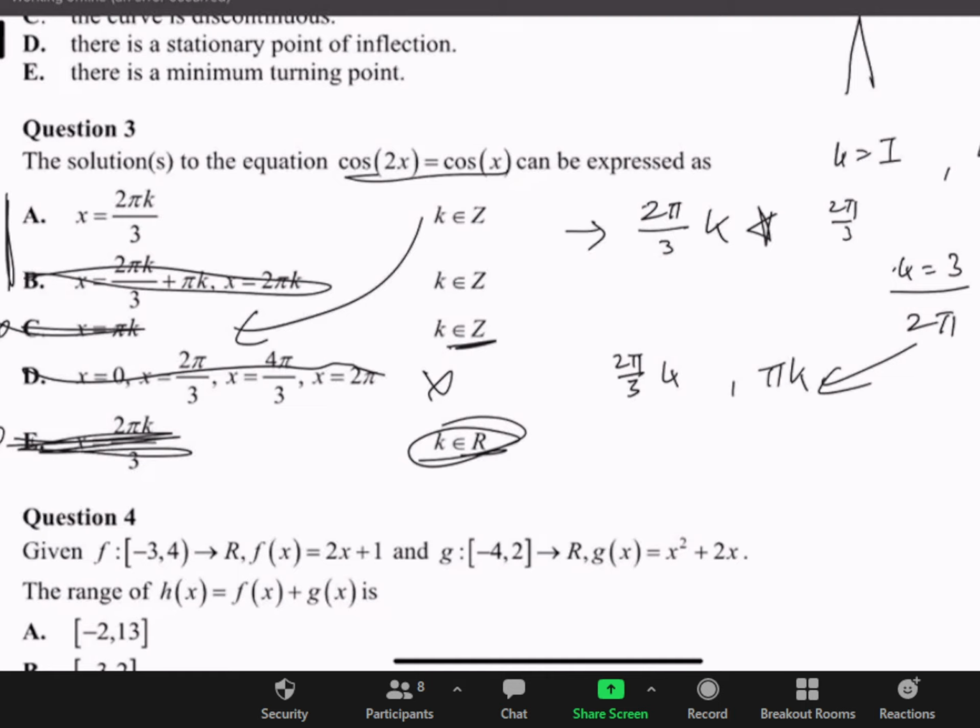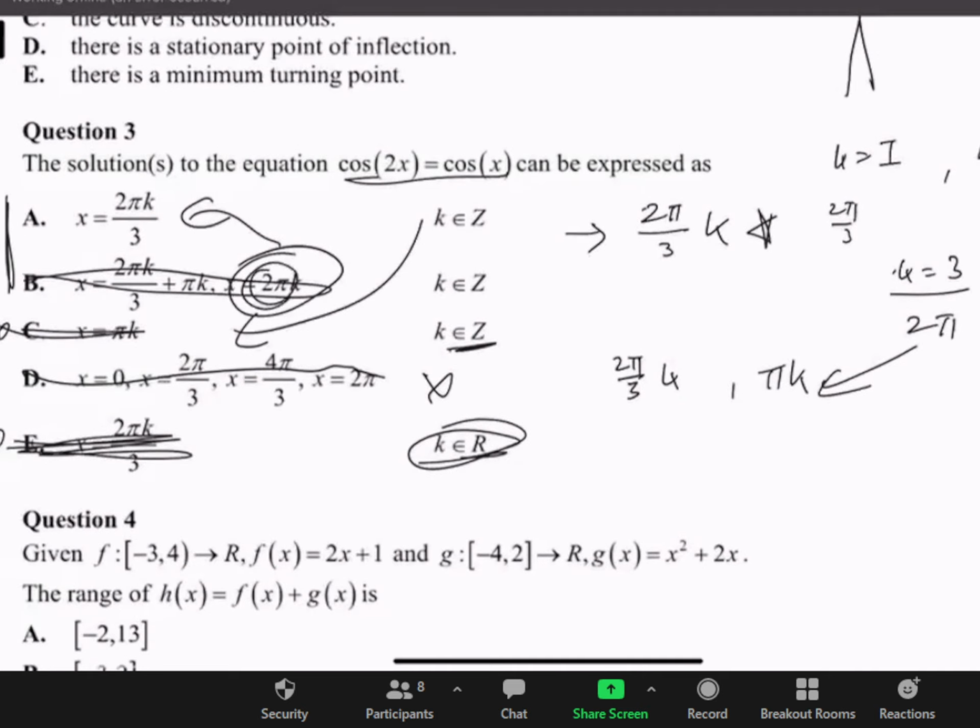So yeah, I hope that makes sense. So basically it's just because k is any integer. So the second part of it, the 2 pi k part, can be written in terms of this. Because when k is certain integers, you actually get the same values as you would with 2 pi k. Yeah, so the answer is A.